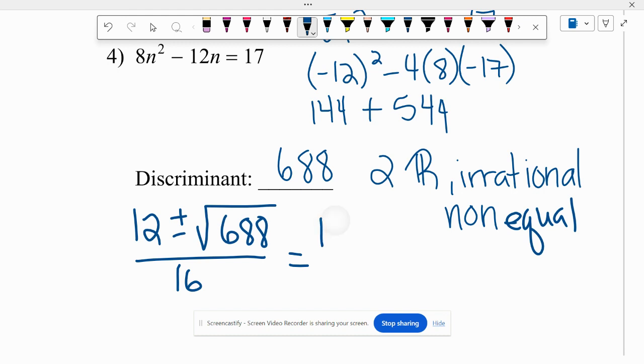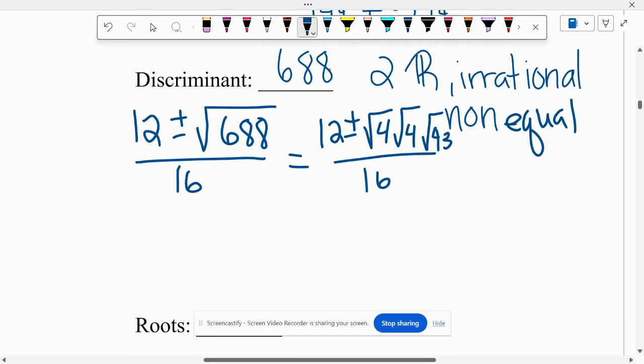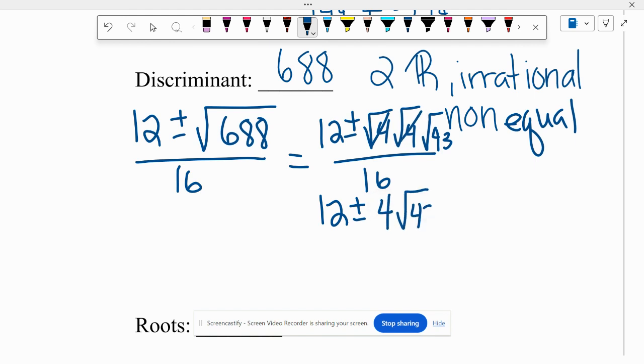So we said that this is 12 plus or minus the square root of 4 times the square root of 4, because we divided by 4 twice, times the square root of 43 all over 16. I know that 43 looks wonky, but sorry. Okay, so let's see. What is the square root of 4? So I have 12 plus or minus 2, and this is also 2. What's 2 times 2? Okay, square root of 43 over 16.